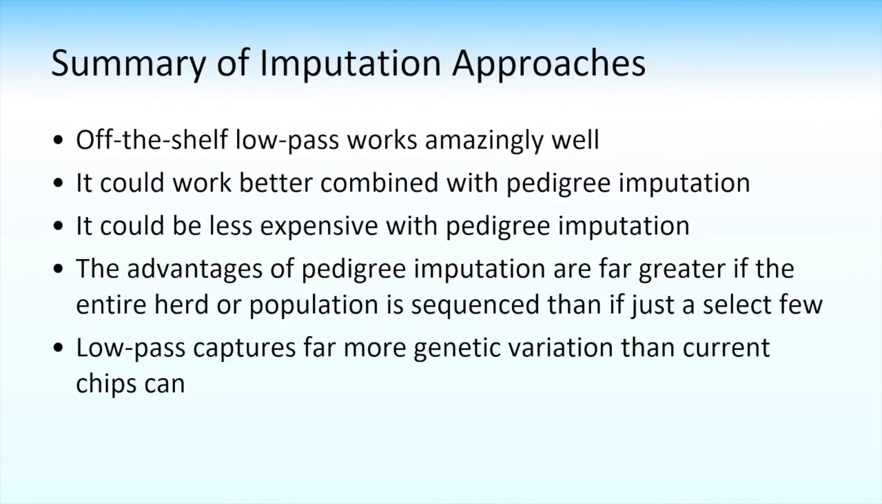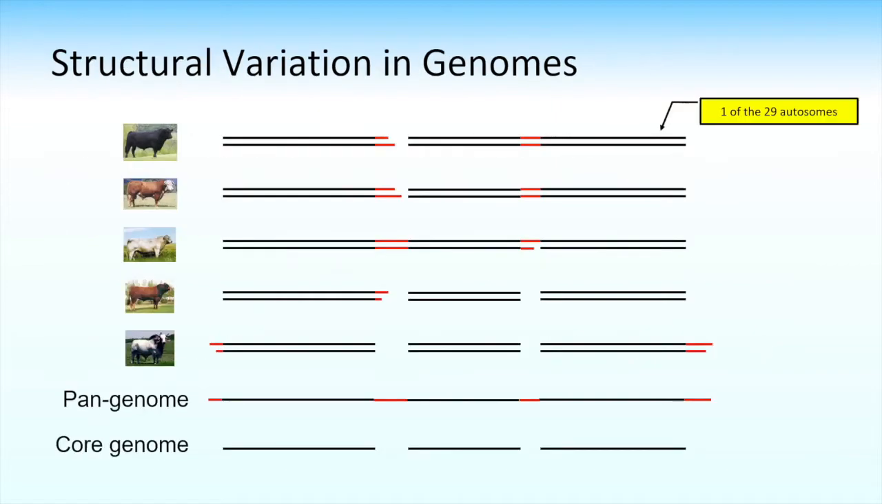So off-the-shelf low pass works amazingly well, and could work better and be less expensive with pedigree information. The advantages are far greater if the entire herd or population is sequenced than if just a few. And low pass captures far more genetic variation than current chips can.